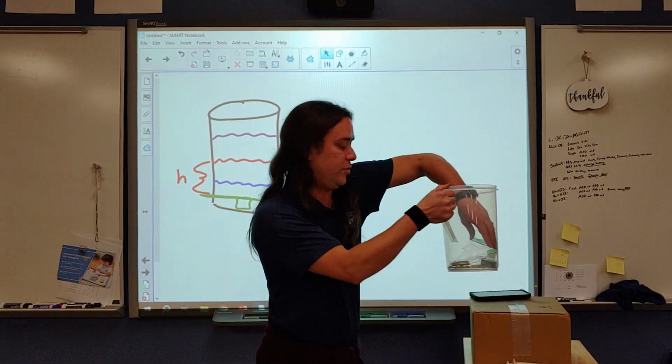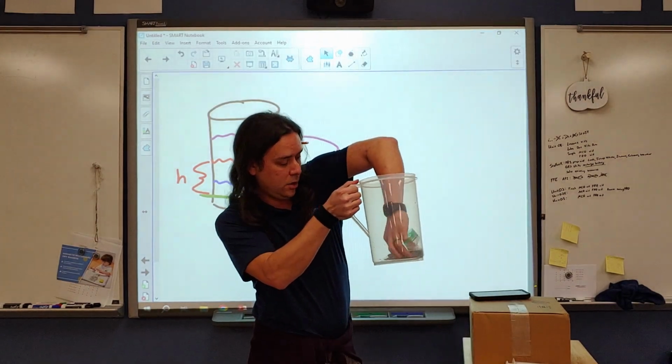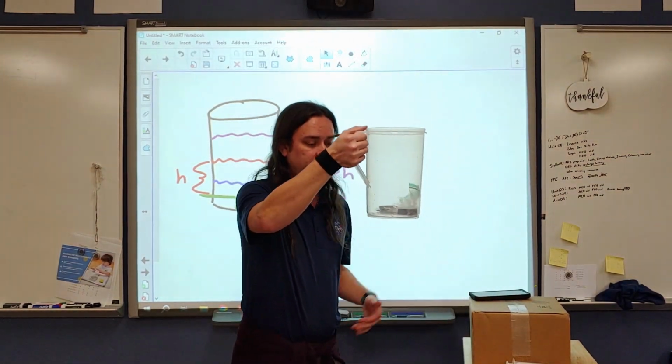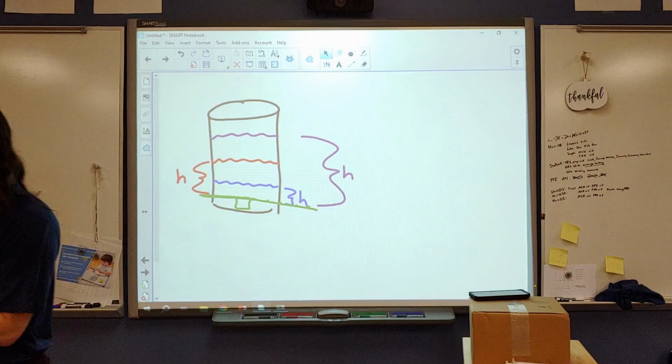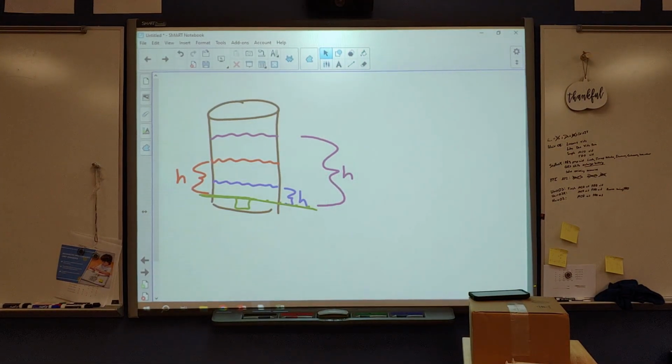And here's what I'm going to do. I'm going to put it at the very bottom of this container, out of the way, you. Okay, so it's at the very bottom of the container, and I'm going to turn on the faucet and add some water to this.